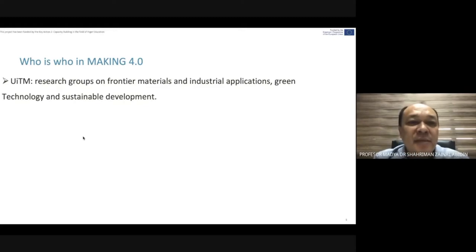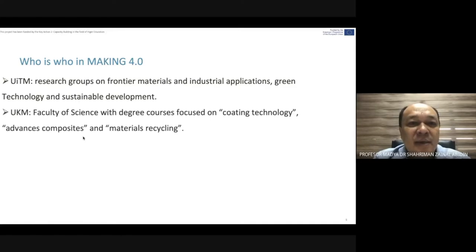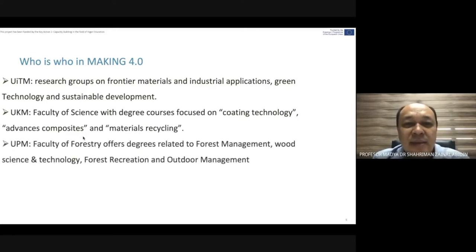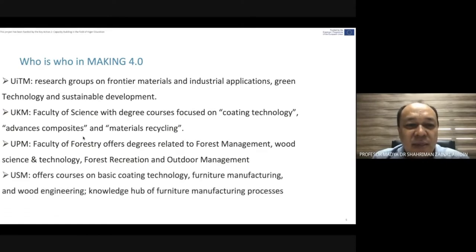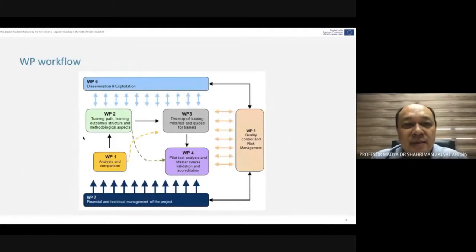So we define UiTM as a research group on frontier material and industry application, green technology and sustainable development. And then UKM, Faculty of Science, whose degree offering focuses on coating technology, advanced composite and material recycling. UPM offers degrees related to management, forest, wood science technology, forest recreation and outdoor. USM offers basic coating technology, manufacturing process, wood technology, knowledge hub, furniture manufacturing. And MTIB will participate in defining learning outcomes and risk in the industry feedback. So these are the work packages.